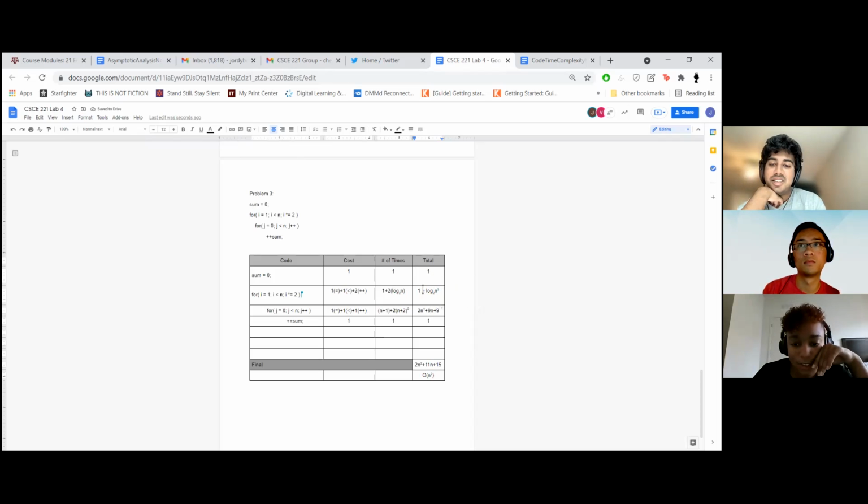I think that's right for that total. 1 plus 2 log base 2 of n. Wait, because there's a square, did you need the 2 out front? I'm pretty sure, yeah, if we move the 2 inside, we can do that. Because of the log rules, if there's a constant in front of the log, you can make it an exponent inside of the log. Okay, so this is right.